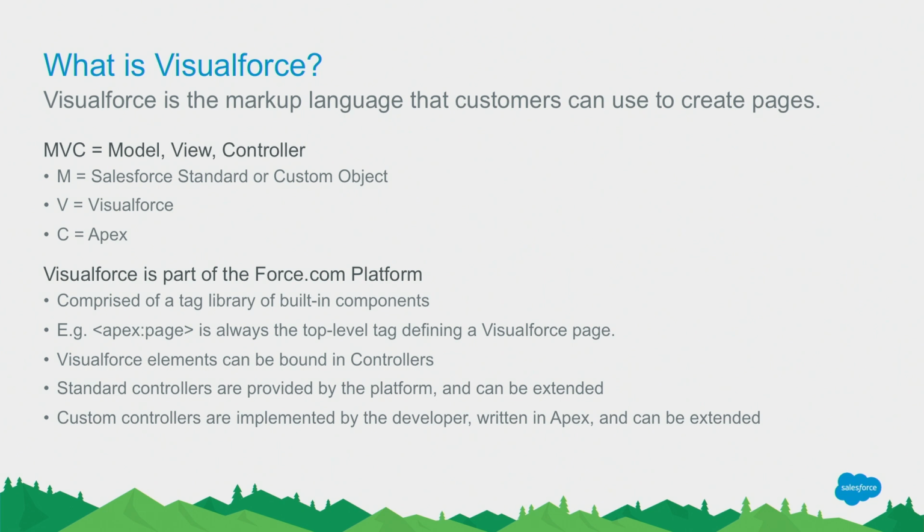When you write a page, you're going to choose a controller. I mean, you don't have to, but if you want to do anything dynamic, you will want to choose a controller. You can choose a standard controller, which is provided by the platform. So if you want to write a page that deals with your account objects, you use the account standard controller, and you get the standard operations like create, update, delete provided for you. You don't have to write that code.